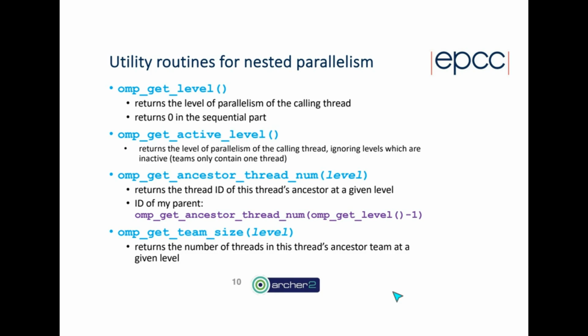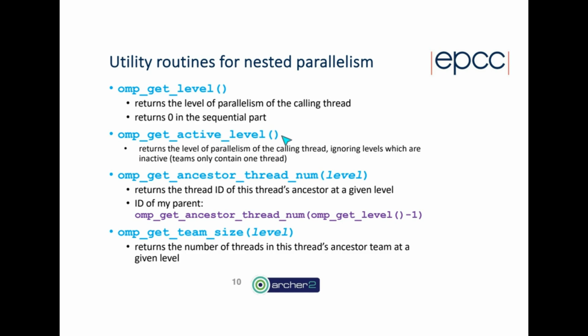Okay. So there are other routines that allow you to navigate. You end up creating basically a tree of threads with nested parallelism, so there are utility routines for navigating around the tree. OMP get level gives you the level of parallelism. In the sequential part of the program, outside any parallel regions, that will return 0, and then 1 inside the first level of nesting, and so on.